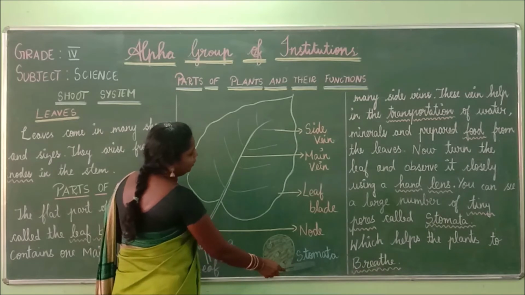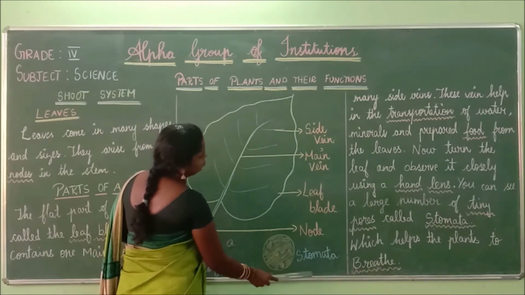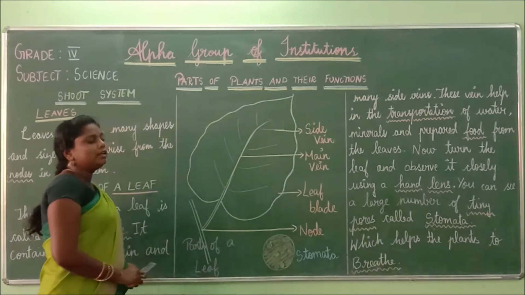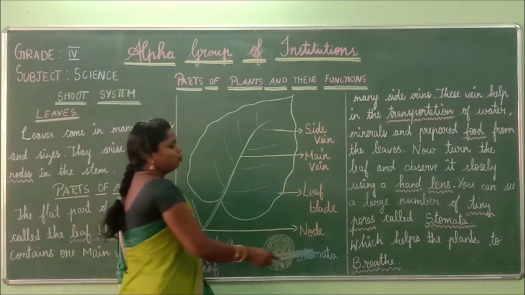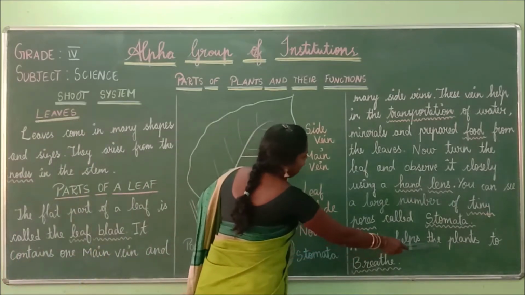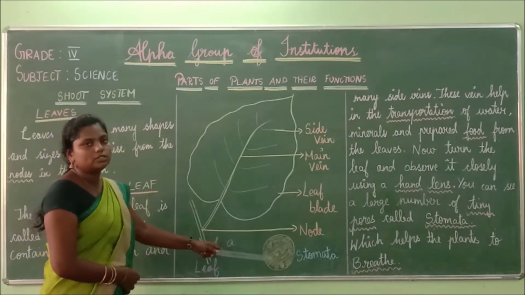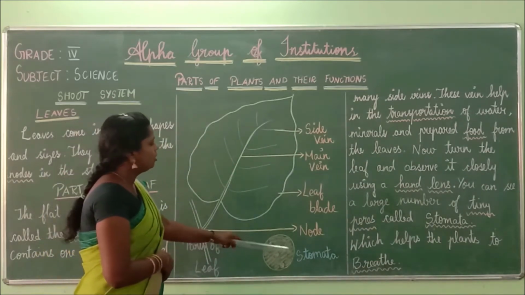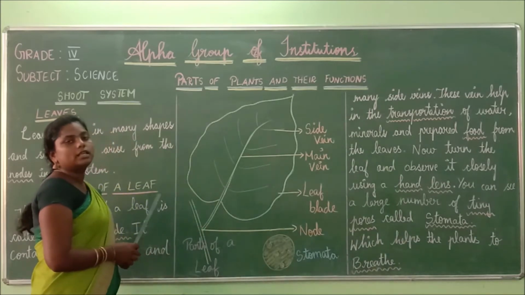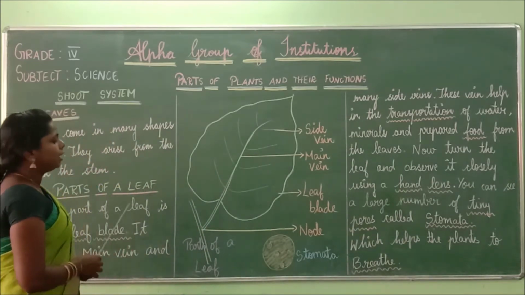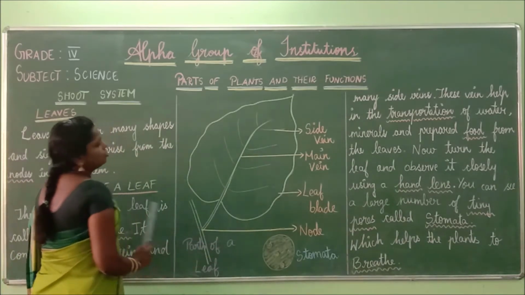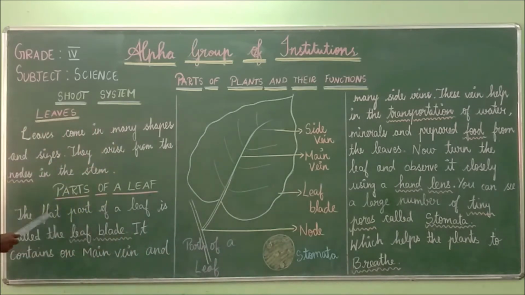S-T-O-M-A-T-A. Stomata. What is it called? Stomata, which help the plant to breathe. So what are these pores doing? These pores, which are called stomata, help in breathing. Shall we read it once again?